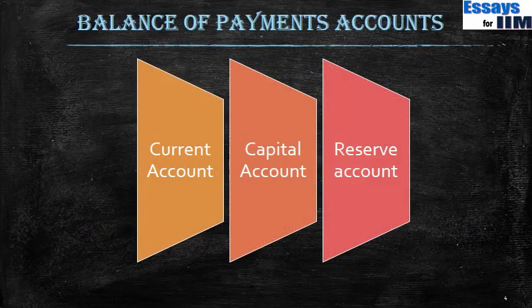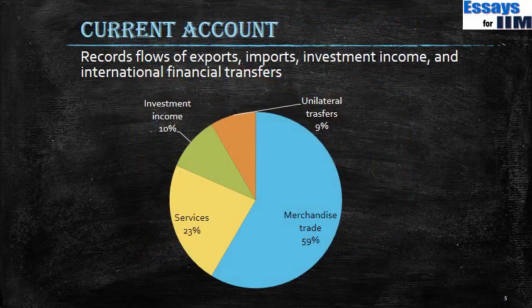Balance of payment accounts consist of three basic pillars. First is the current account, then the capital account, and the third is the reserve account. Current account is basically a record of flows of exports, imports, investment income, and international financial transfers.